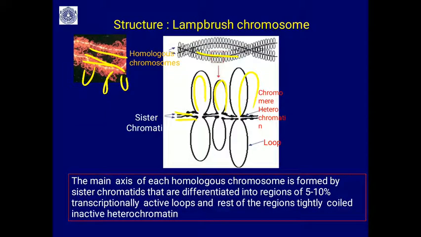These sister chromatids are differentiated into regions, with 5 to 10% being transcriptionally active loops. These loops are transcriptionally active, and the rest of the regions are tightly coiled, inactive heterochromatin. Where there are no loops, they are heterochromatic regions. Where there are loops, they are euchromatic, actively transcribing chromatin threads.